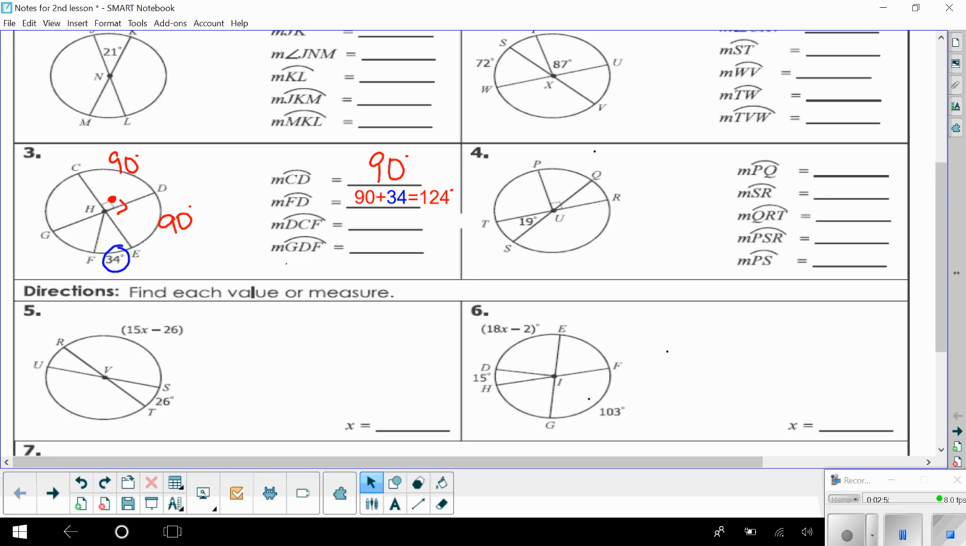Okay. For DCF, we're going to do 360 minus the 124. So if I just subtract 124 from 360, I get 236.